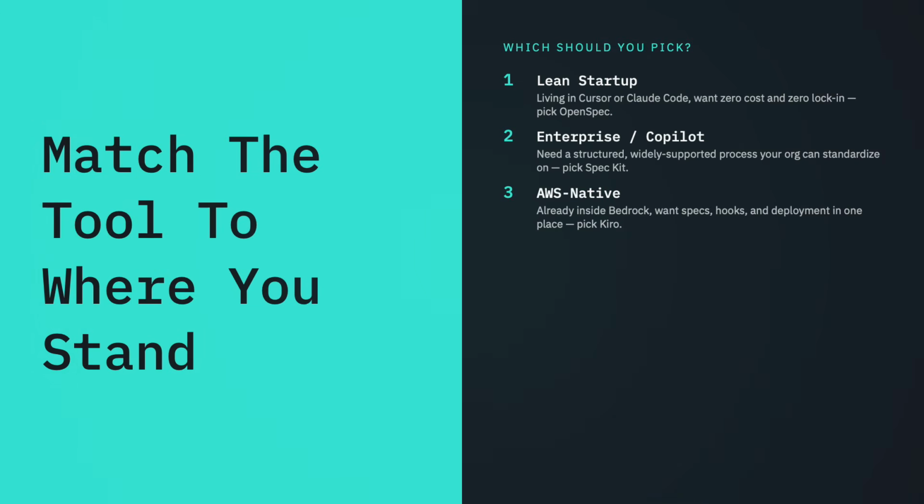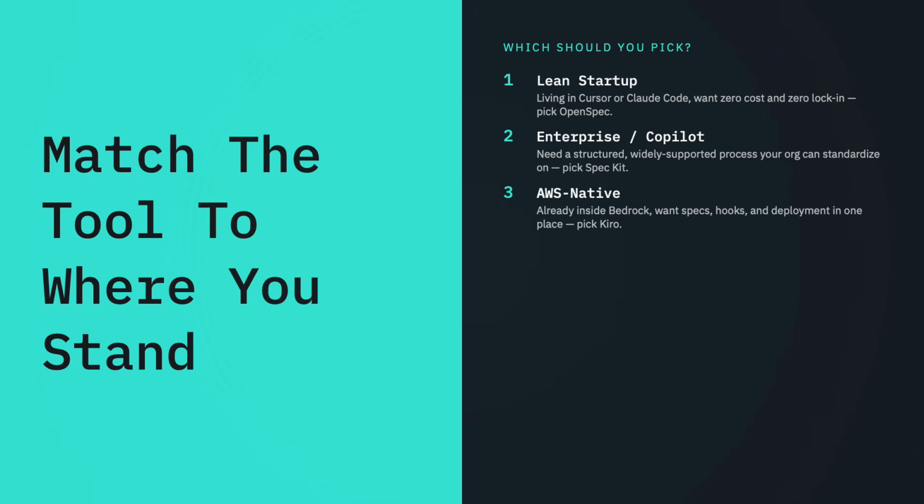So which should you actually pick? If you're a lean startup team, already living inside Cursor or Claude Code, and you want zero cost and zero lock-in, pick OpenSpec. If you're an enterprise team standardizing on GitHub Copilot and you need a structured, widely supported planning process your whole org can follow, pick Spec Kit.